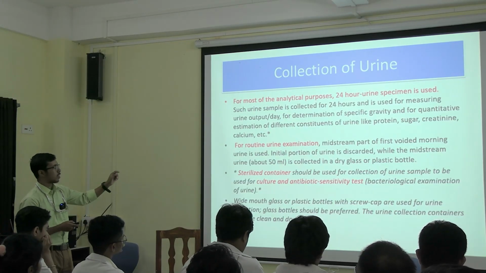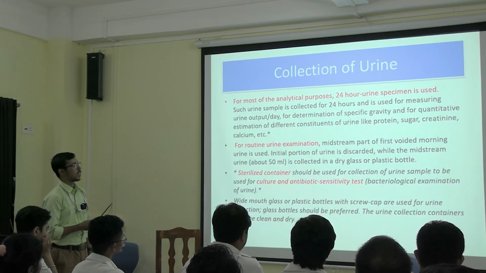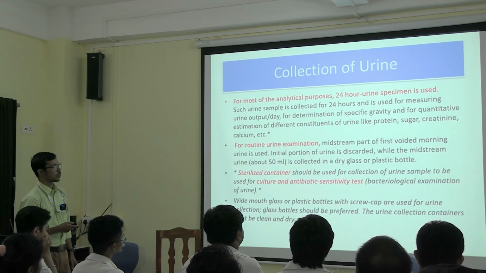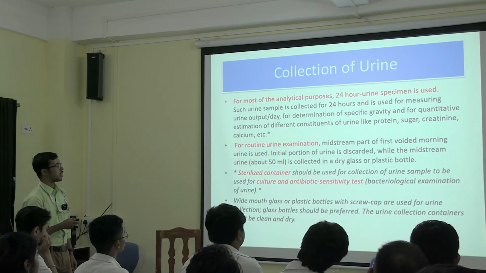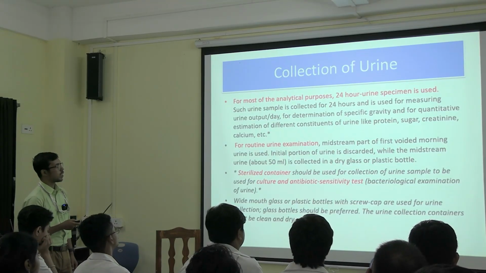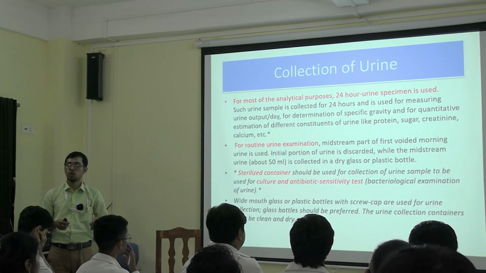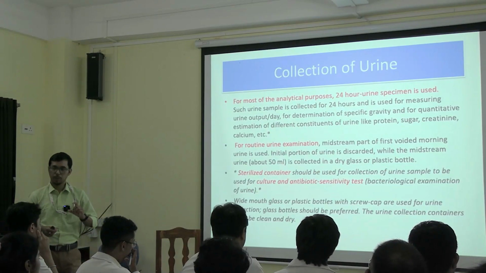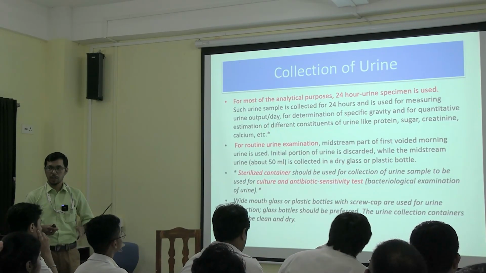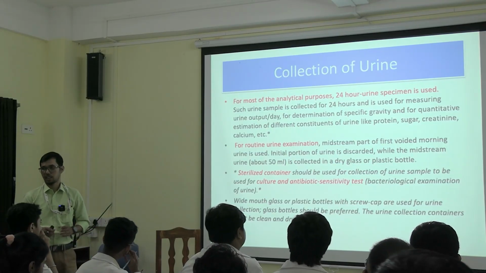How will you collect? That is for routine examination. Midstream part of first voided morning urine is used. The initial portion of urine is discarded, while the midstream urine, about 50 ml, is collected in a dry glass or plastic bottle. So in the morning, just after waking up, you will pass the urine, and from that only you have to collect. Once you have passed the first morning urine, there is no use of collecting.